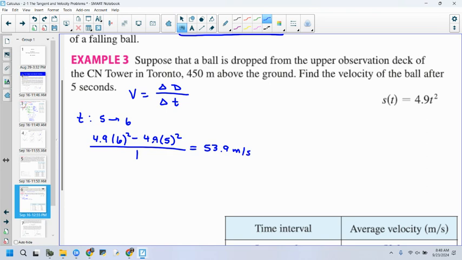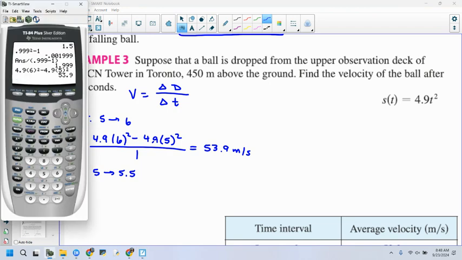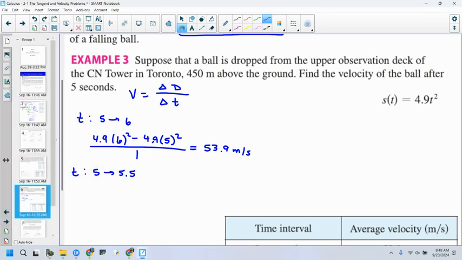Now, was that instantaneous velocity at 5 seconds? No. So how can we make this problem a little bit more precise? Well, let's change up our time interval. Let's not go from 5 to 6 seconds, but 5 to 5.5 seconds. You see how this is very similar to my tangent line problem? So 4.9 times 5.5 squared minus 4.9 times 5 squared, and now my difference in time is only 1/2 second. 51.45.